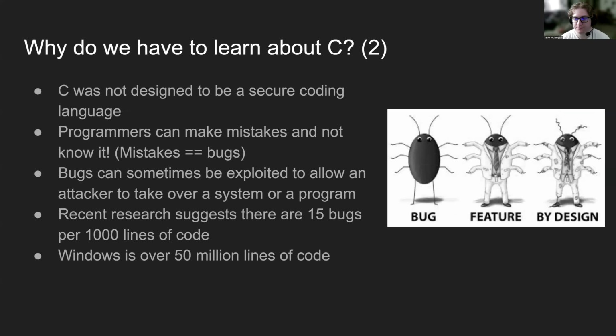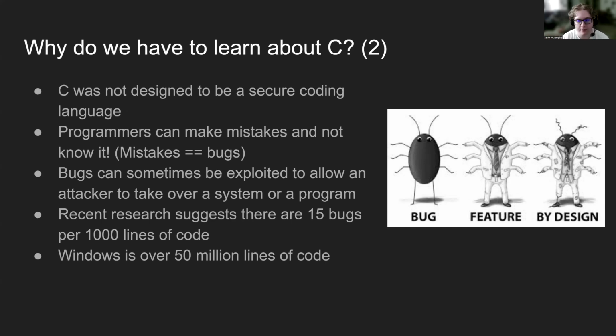Furthermore, the reason that it's big in security is because C was not designed to be a secure coding language. Some research came out recently that said there are 15 bugs per 1,000 lines of code. And Windows is over 50 million lines of code. So imagine how many bugs are in the Windows operating system.